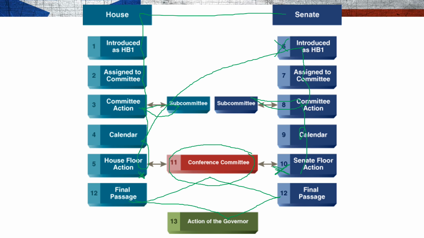In that case, it becomes a law after 10 days during session, 20 days after session, or the governor can veto it. Now, if the governor vetoes the bill, then the bill can still live. If two-thirds of the House and two-thirds of the Senate agree to override the veto, then that's what would happen. The bill becomes a law.